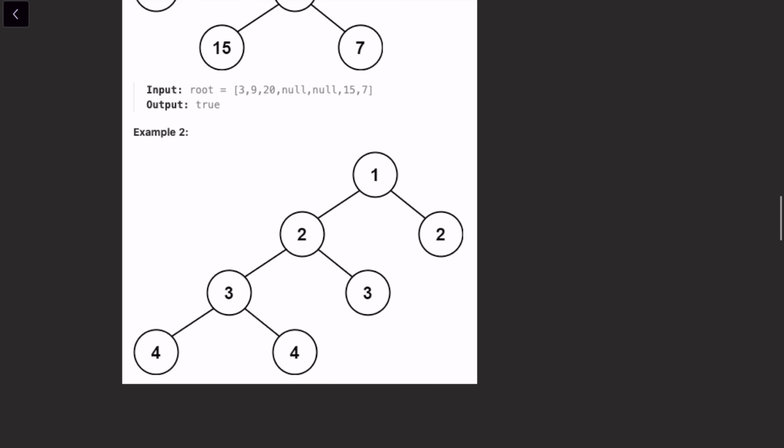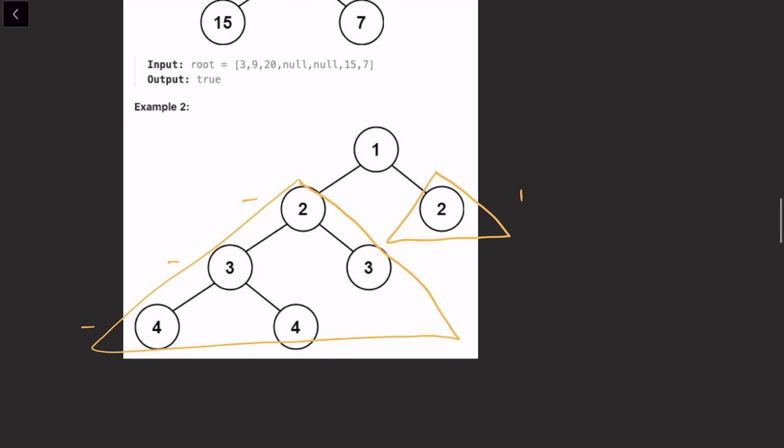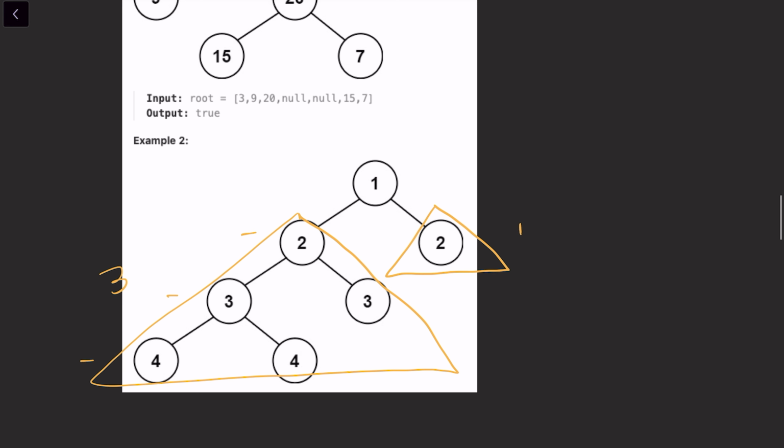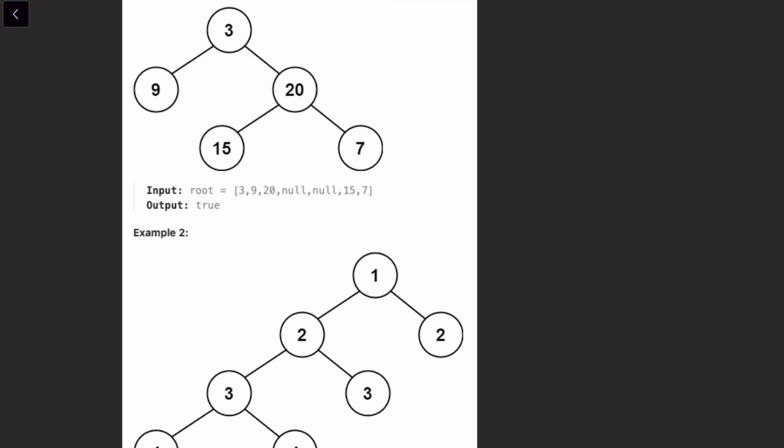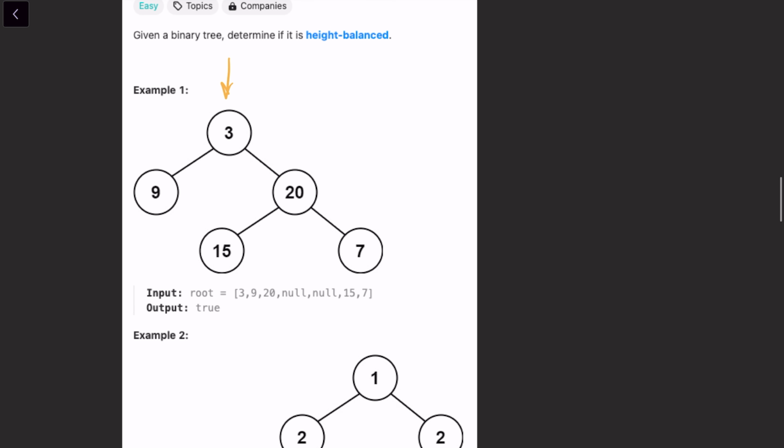Now let's look at a counter example. If we look at it from this point, the height will be 1, and if we look at the subtree on this side, we can see 1, 2, 3, so the height will be 3, and so 3 minus 1 is 2, therefore it is unbalanced, and what it wants us to return is false. If, like the bottom example number 2, it is unbalanced, then we will return false, and if it is balanced, then we will return true.